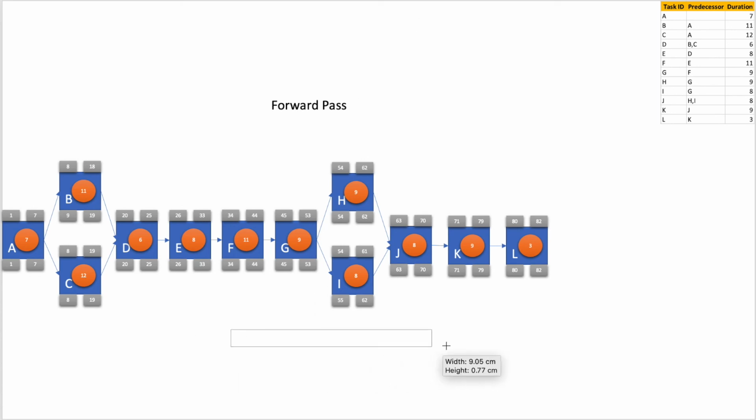So what we basically did was, this is known as the backward pass. So we have conducted the backward pass of our network. So now you see we have got our network. On this network, we notice that we have got this activity B, which has got a slack of 1, and we have got this activity I, which has got a slack of 1. Now all the remaining activities do not have any slack.